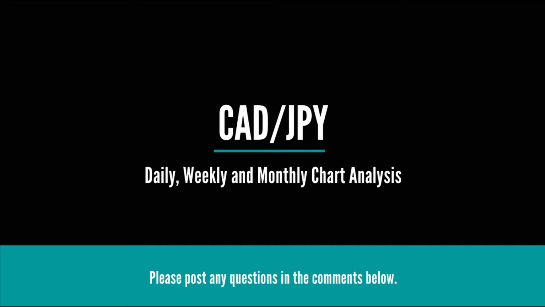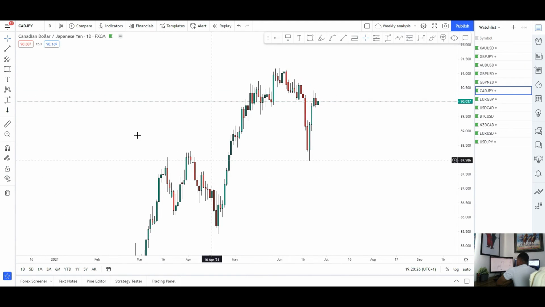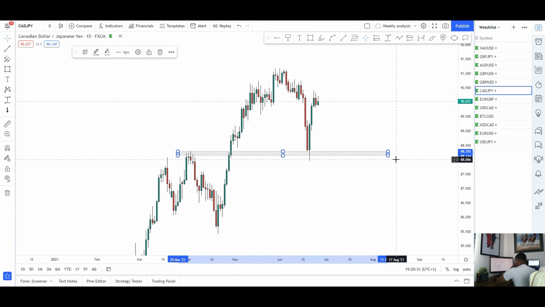Next, we're going to move on to CAD JPY. Okay, so now we've got CAD JPY on our screen. As you can see for CAD JPY this week, we had a nice push to the upside. Again, we did have that big plummet to the downside, so expecting to see some retracement higher up.